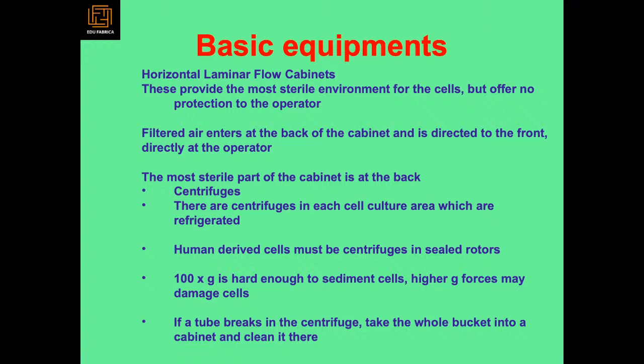So the basic equipment that we get in the animal cell culture lab includes horizontal laminar flow cabinets. They provide a more sterile environment for the cells, but offer no protection of the operator. Filtered air enters at the back of the cabinet, is directed to the front, and directly at the operator. The most sterile part of the cabinet is at the back. Then there are centrifuges. We use 100 g, which is hard enough to sediment cells. Higher g forces could also damage cells, so we need to be careful about the speed.